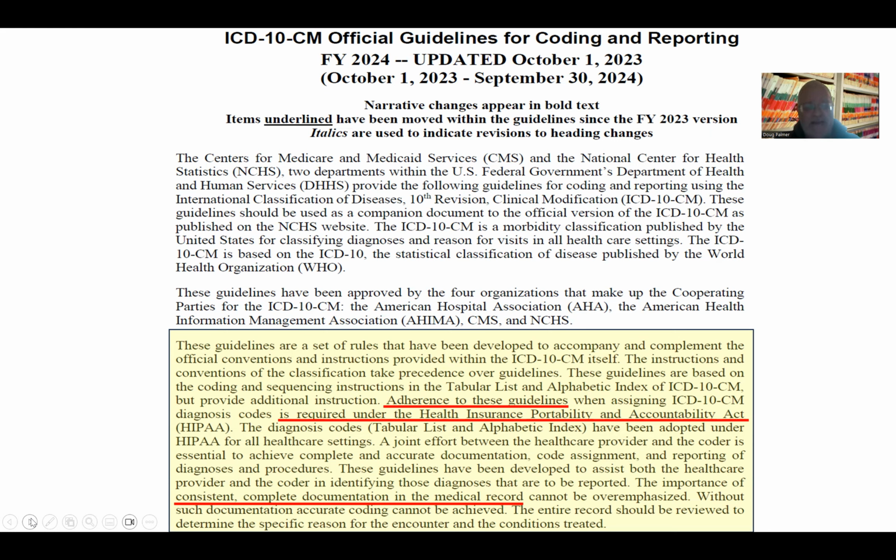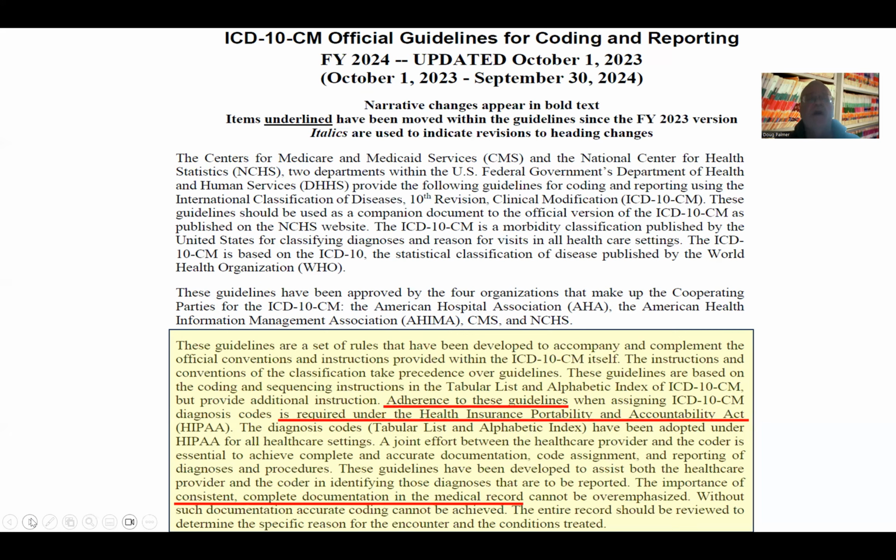There are 3 code sets. Of course, there's ICD-10-PCS for inpatient, but for outpatient, there are 3 code sets: CPT, HCPCS, and ICD-10-CM. They are all required by law, and adherence to the guidelines is adherence to the guidelines for each of the code sets.